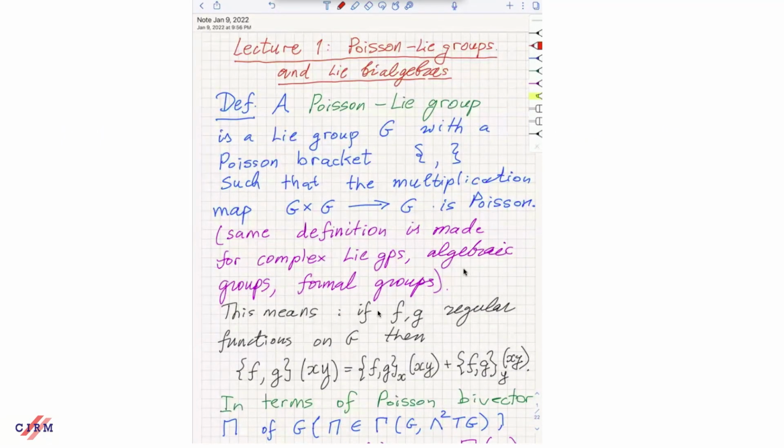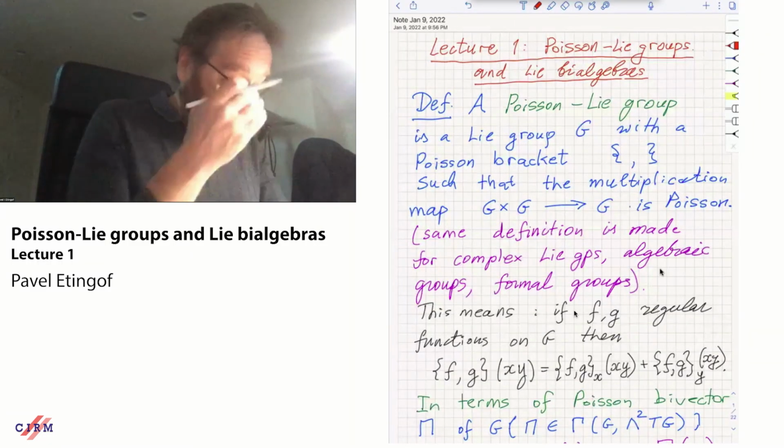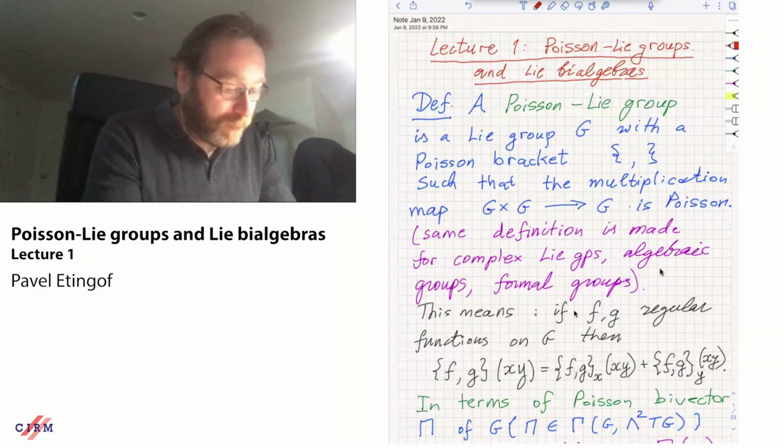So Poisson-Lie groups were introduced by Drinfeld in the mid-1980s to interpret Lie theoretically some integrable systems, and also as a semi-classical version of quantum groups. And so let me just start from the definition.